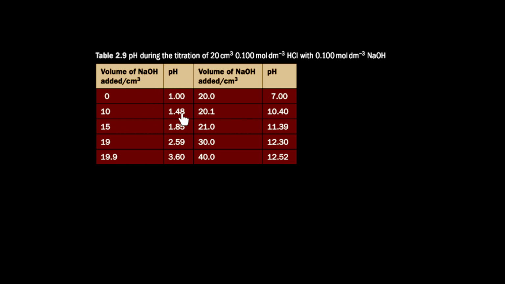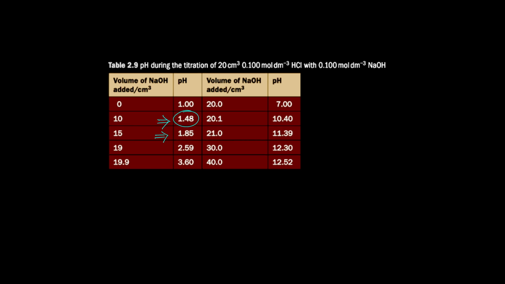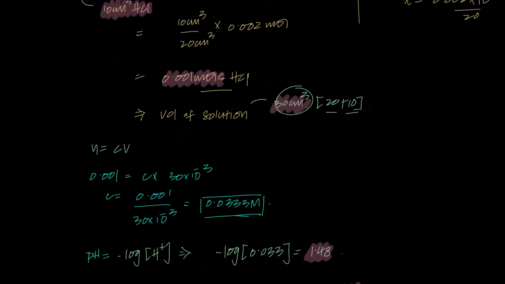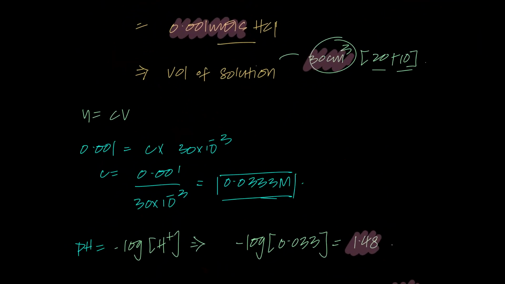When you added 10 cm cube of NaOH, what was the pH? The pH now is 1.48, right? And at 15 cm cube, what's the pH? And we actually calculated this 1.48. I actually literally showed you how to calculate 1.48 right here. And this is how the examiner, or the author of the books, must have calculated it.